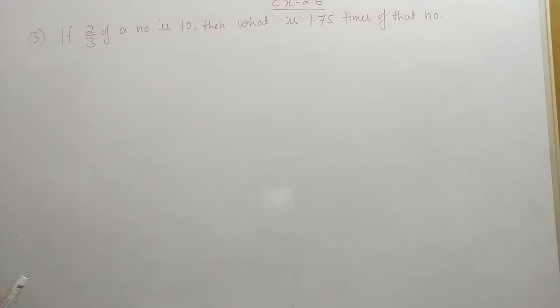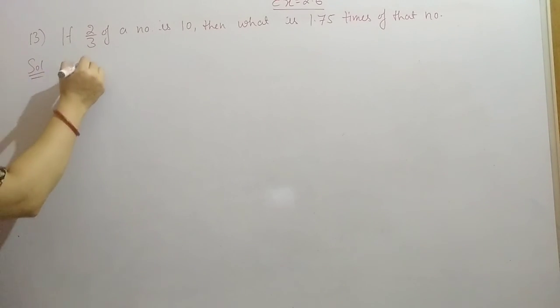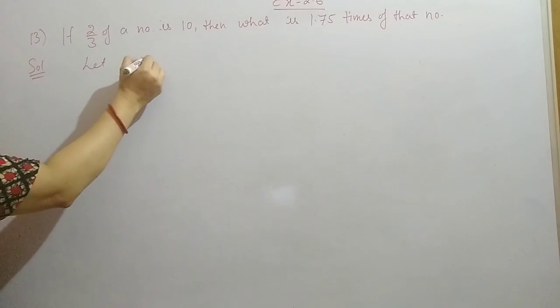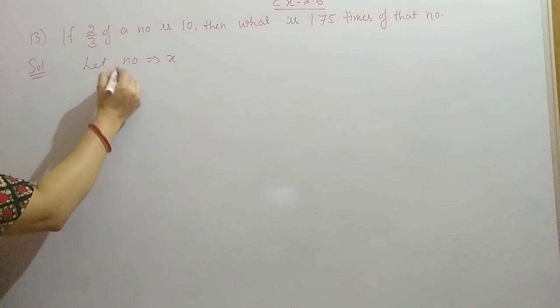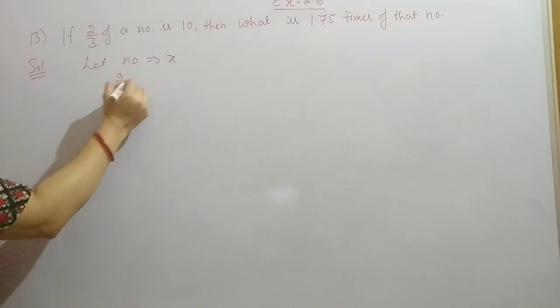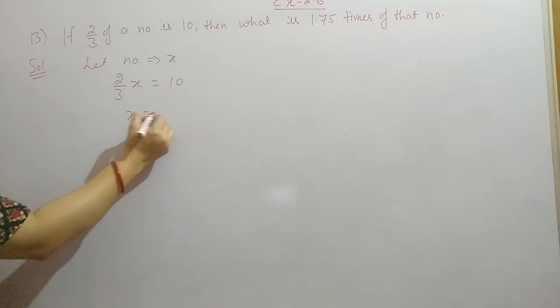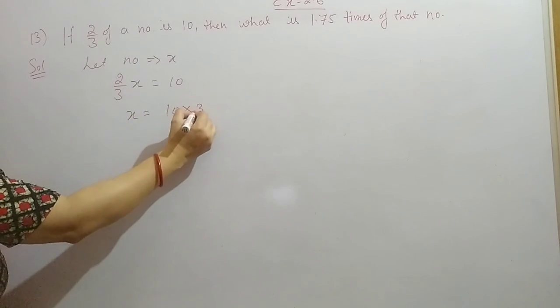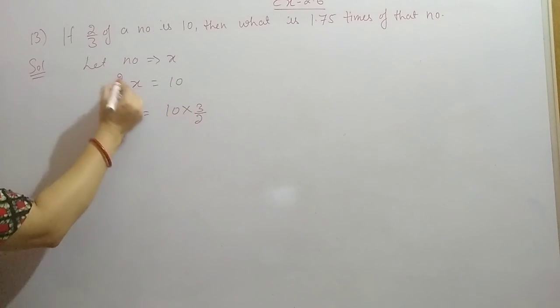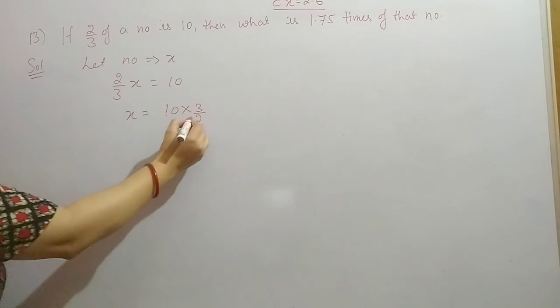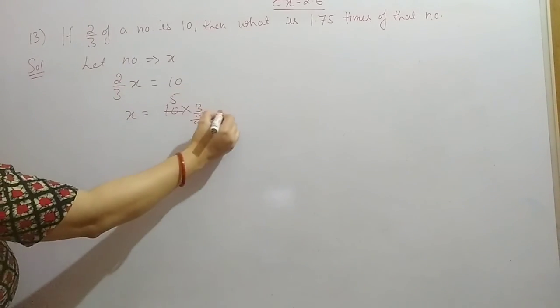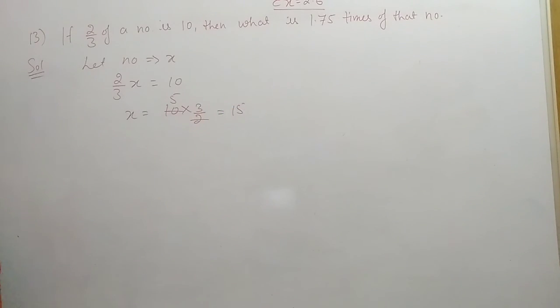Question number 13. If 2/3 of a number is 10, what is 1.75 times of that number? So let the number be x here. Then according to the question, 2/3 of x is 10. Keep x this side and 2/3 shifts to the other side. It will be reciprocal. 3 will go for multiplication, 2 will come for division. Do the cancellation. 15. So the value of x is 15.